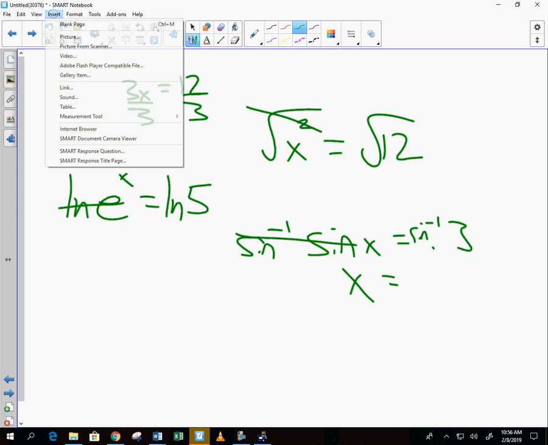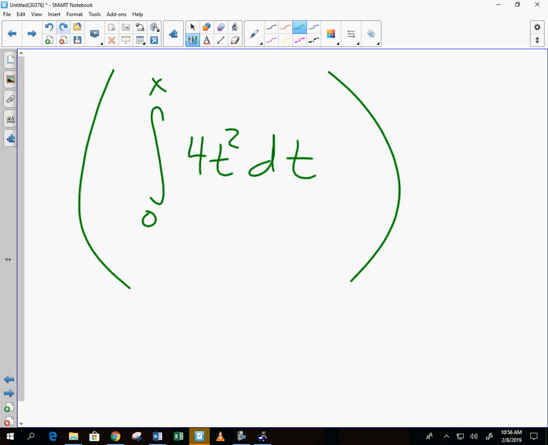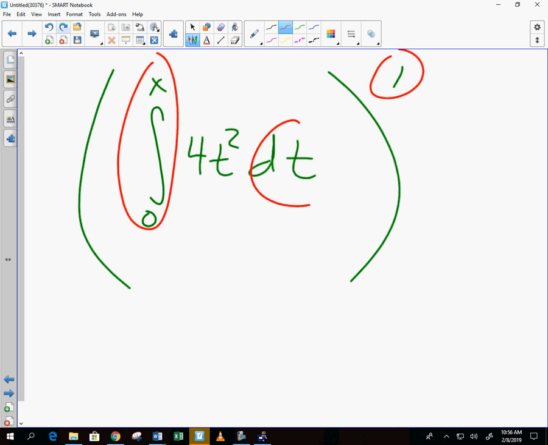Well, here's what I'm telling you now. If you have an integral from 0 to x of, say, 4t squared dt, and you want to take the derivative of it, here's what I'm telling you. The derivative and the integral dt thing are inverse operations. They make each other go away. They simply just cross each other off.